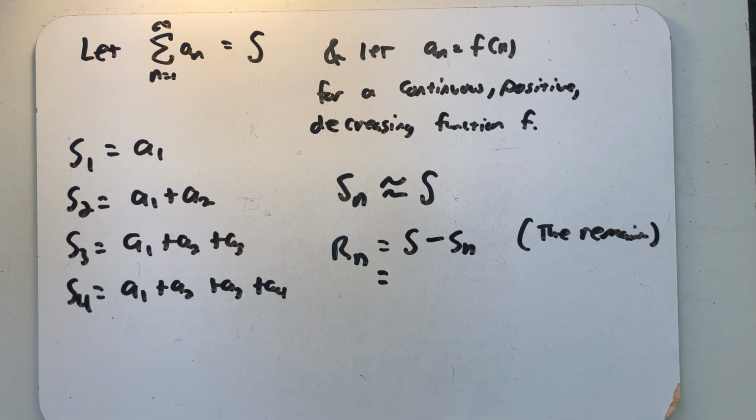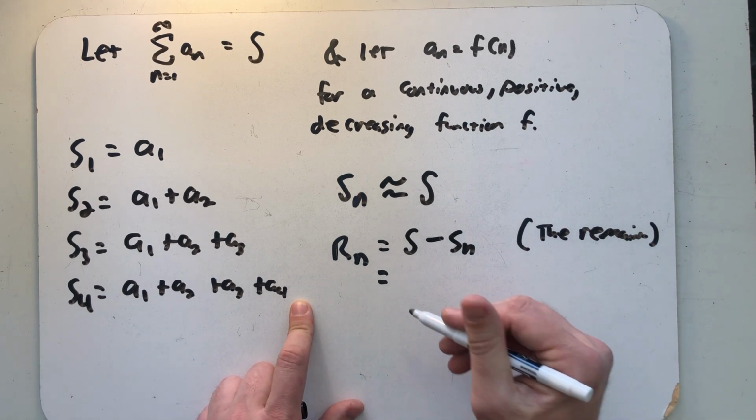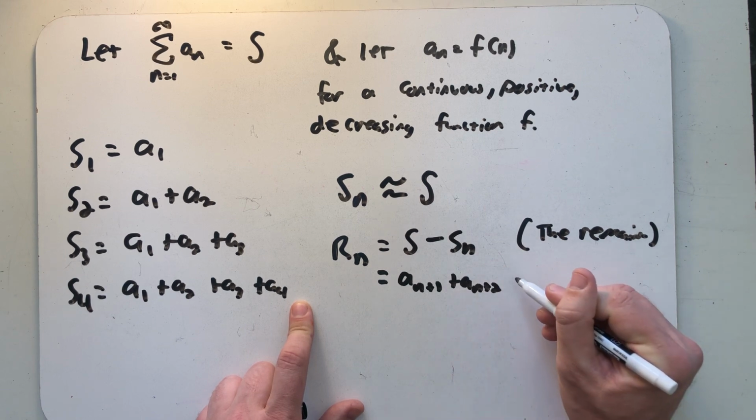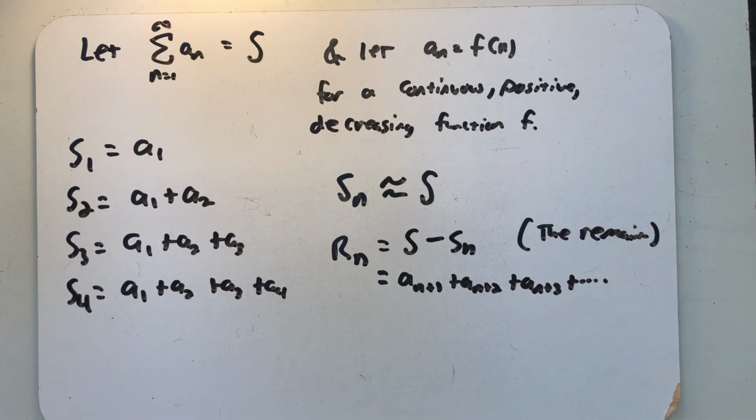Okay, well, what does that mean? Well, if I think about the fourth partial sum, it means that the remainder would be all of the terms added together past a sub 4, a sub 5 plus a sub 6. All the terms I haven't added on yet. Meaning this remainder is also a convergent series. An infinitely long sum of numbers that have to be converging to something. This is what I want to try to get bounds for.